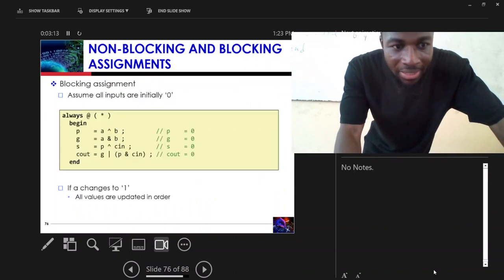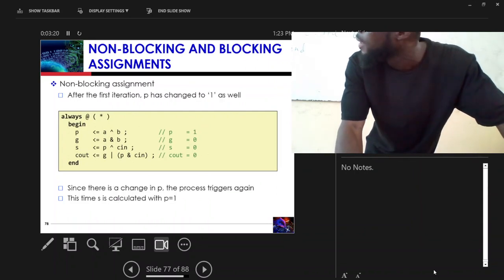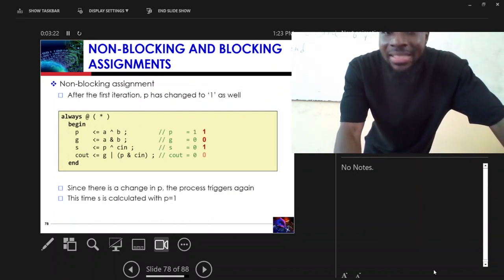So just go through it. Let's move fast. I've given an example there that you can easily understand.